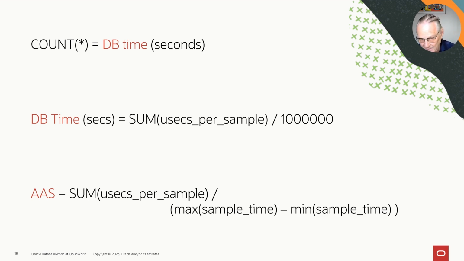And we divide by 10 to the 6th in order to convert microseconds to seconds. And then finally, here's pseudocode for computing average active sessions, which is the total DB time, or the sum of microseconds per sample, divided by the elapsed time, which can be estimated by taking the maximum ASH sample time minus the minimum ASH sample time. And then, of course, these would have to be rendered into the same units in order to accurately compute average active sessions.